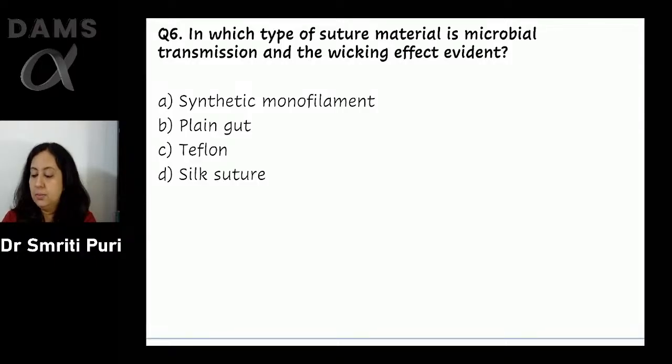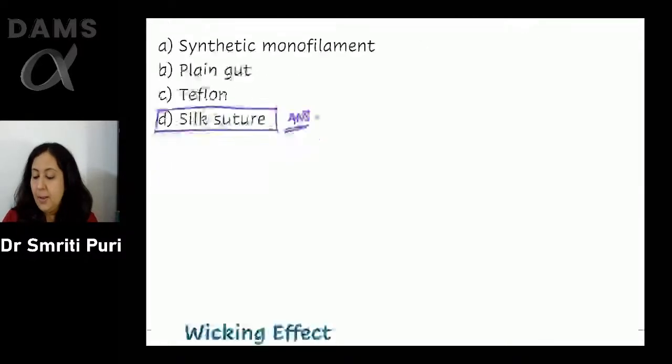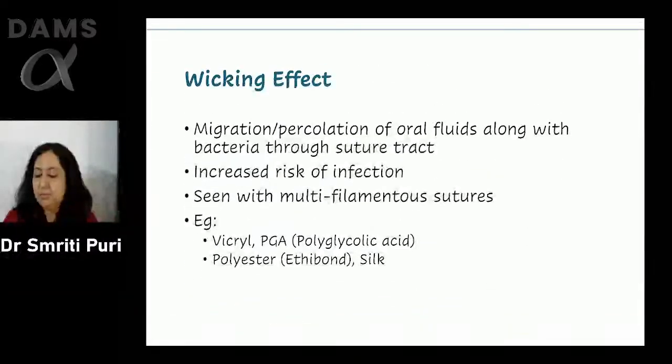So, it is asking the wicking effect. The answer here is silk suture. Fine. Now, what is wicking effect? Wicking effect is migration or percolation of oral fluids along with bacteria through the suture tract. And this increases the risk of infection.